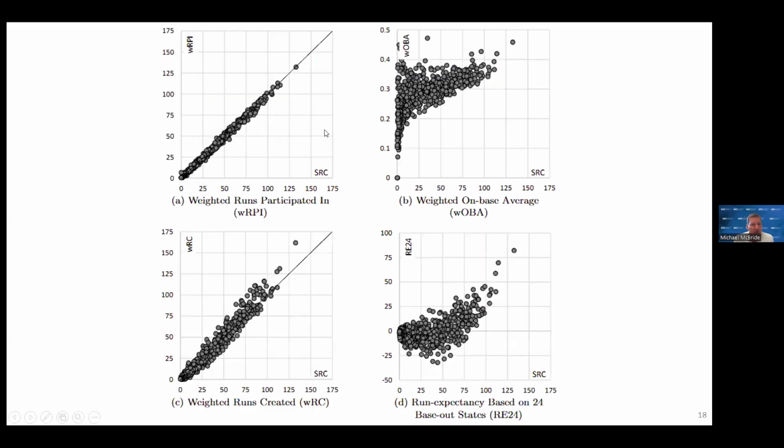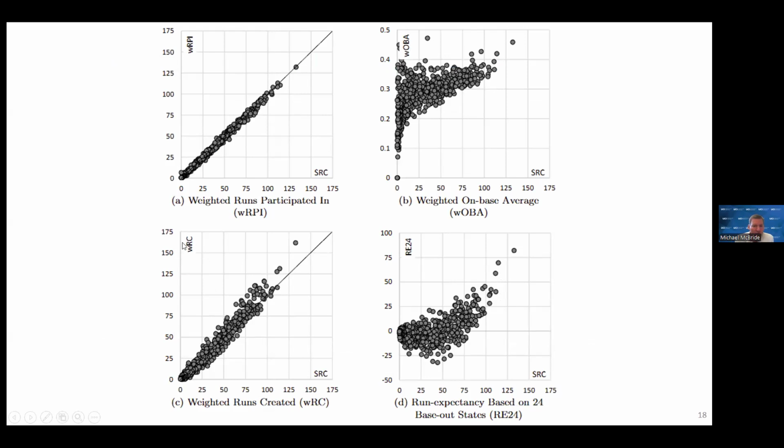Don't get too bogged down in this. I just want to show you that this statistic, Shapley run credits, is positively correlated with other offensive statistics in baseball. The correlation with wOBA, this is a rate statistic, whereas SRC is a counting statistic. So we don't expect this correlation to be super strong. It's positive as we expect, but not super strong.